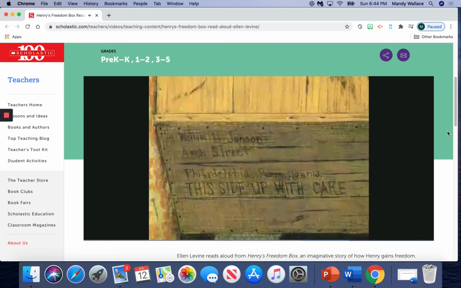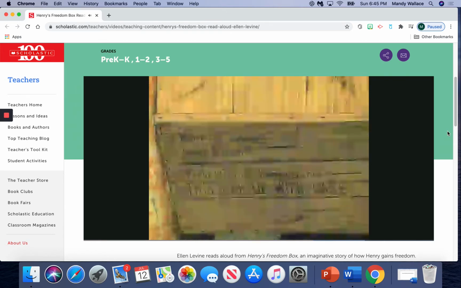Dr. Smith wrote on the box, "To William H. Johnson, Arch Street, Philadelphia, Pennsylvania." Henry would be delivered to friends in Philadelphia. Then he printed on the crate in big letters, "This side up with care."